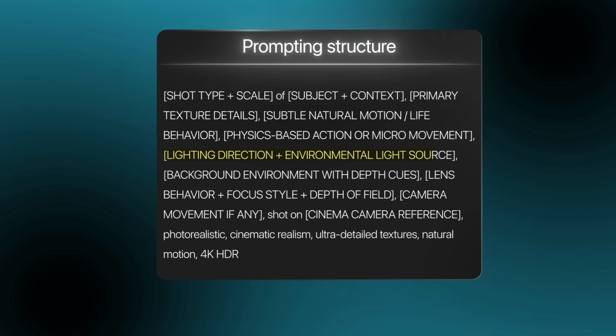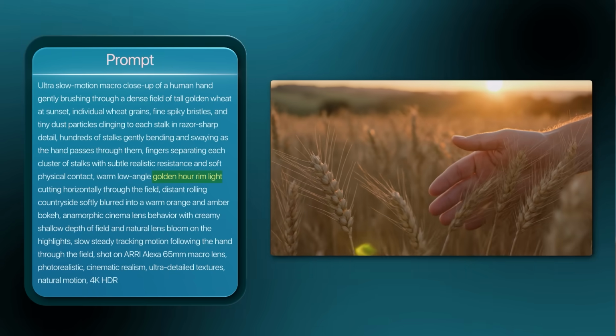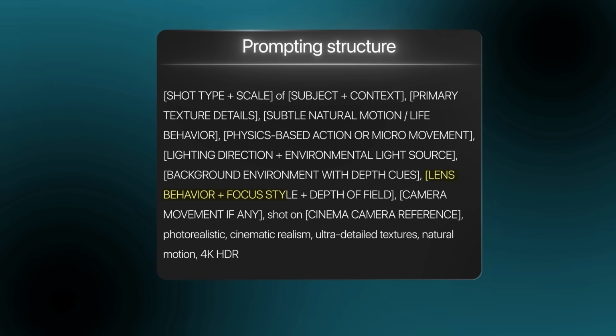After that comes lighting direction. Always tell Kling exactly where the light is coming from. Be as detailed as you can and write something like side lighting, golden hour rim light, or dramatic firelight flicker. These small additions are the difference between flat AI output and a shot that looks like it belongs in a movie. Then lens behavior and depth of field.